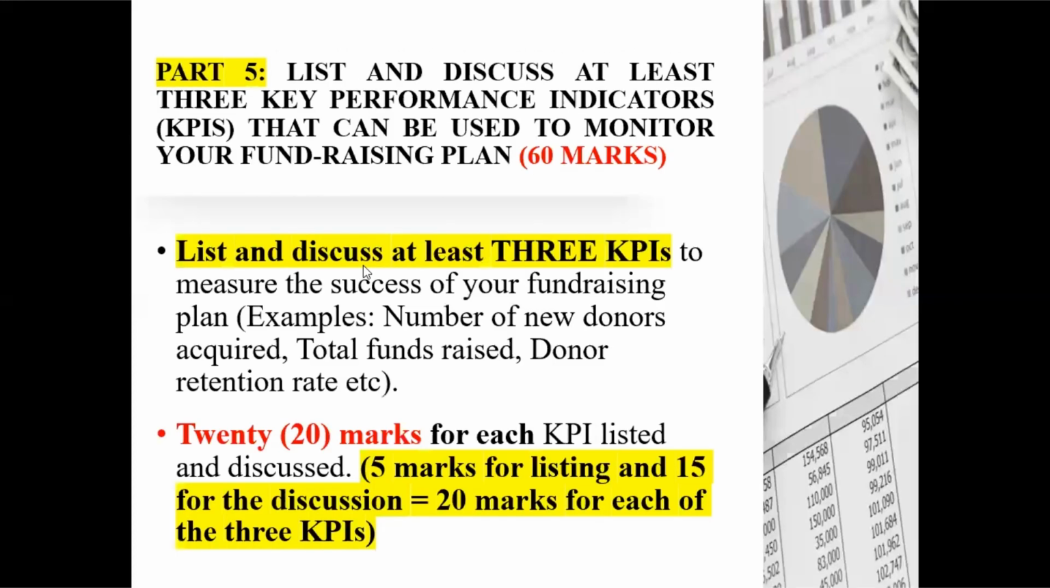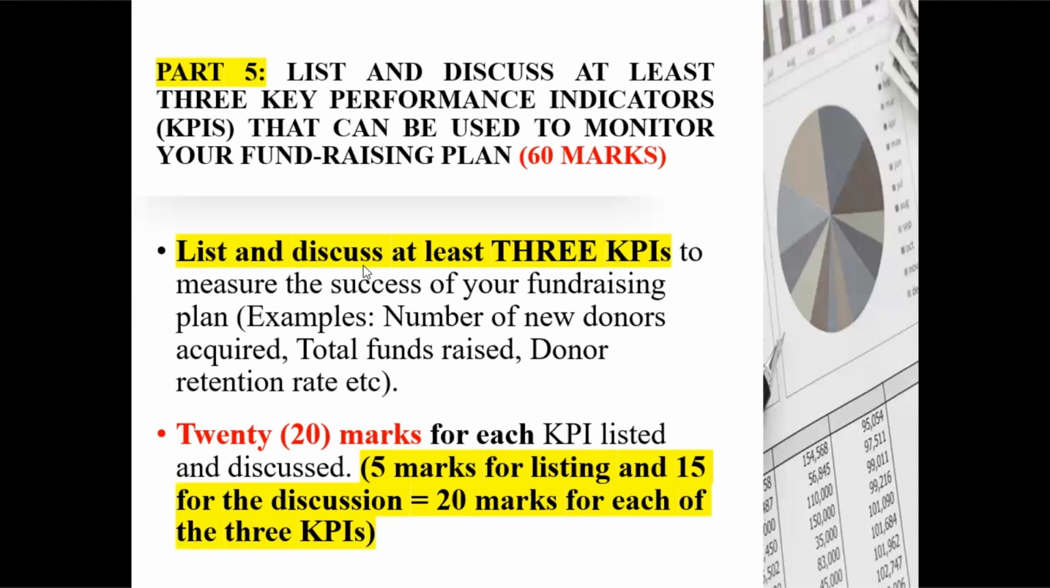And then the last part, which is the 5th part, listing and discussing at least 3 key performance indicators that can be used to monitor the fundraising plan, will be 60 marks. The candidate lists and discusses at least 3 KPIs to measure the success of the fundraising plan, such as the number of new donors, total funds raised, donor retention rates, etc. So it will be 20 for each one that is mentioned, subject to a maximum of 60 marks. How do you break this down? 5 marks for listing the KPI, and then 15 for the discussion, giving a total of 20 marks for each of the 3, and then 60 marks in total.